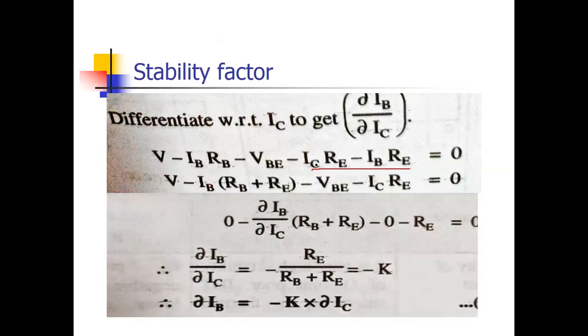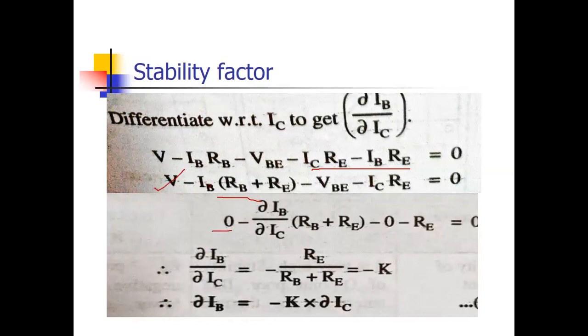So it is IC RE and IB RE. Okay, now take IB term common, and the others will be as it is. Now you want to take differentiation of this equation with respect to IC.